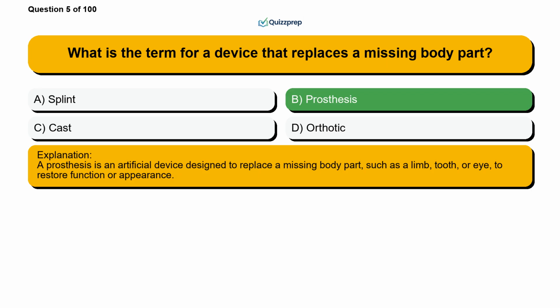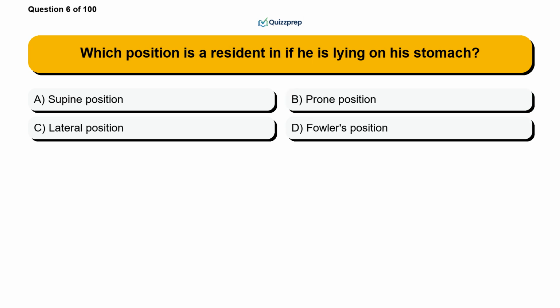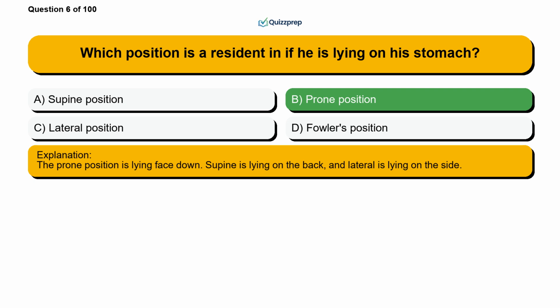A prosthesis is an artificial device designed to replace a missing body part, such as a limb, tooth, or eye, to restore function or appearance. Question 6. Which position is a resident in if he is lying on his stomach? Option A, supine position. Option B, prone position. Option C, lateral position. Option D, Fowler's position. The correct answer is option B, prone position. The prone position is lying face down, supine is lying on the back, and lateral is lying on the side.